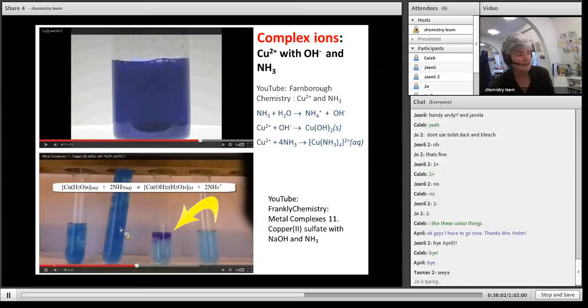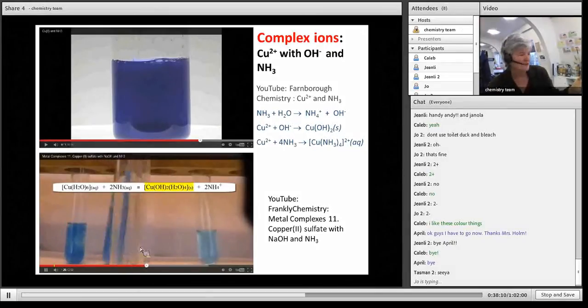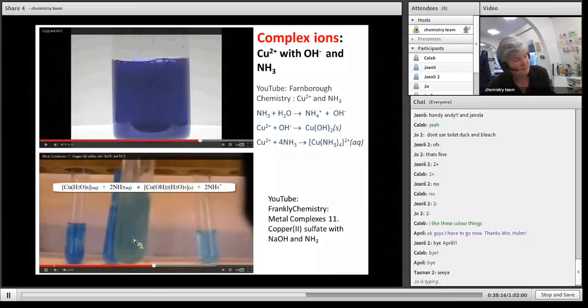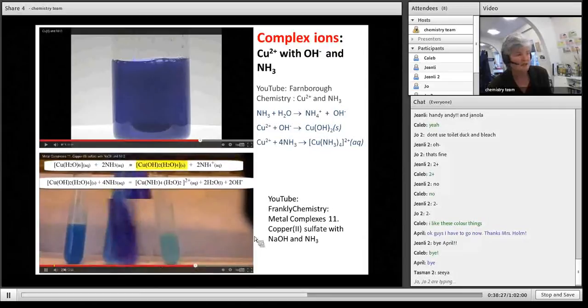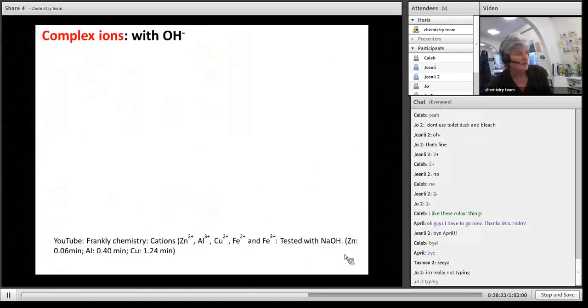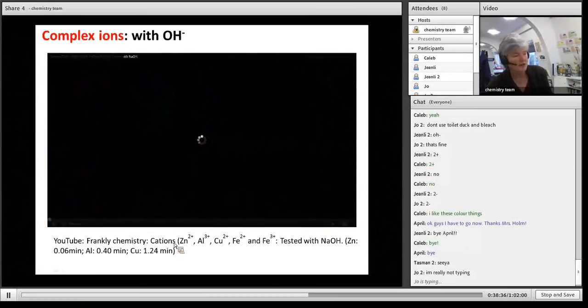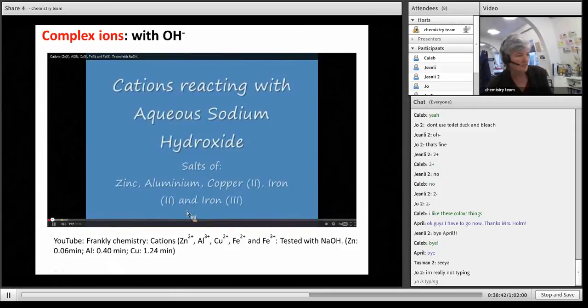Here, if I add ammonia, because to this one they're adding ammonia, you can see that sort of precipitate of the copper hydroxide coming out, and as they add more, we're going to see that lovely blue color that we saw up there. So frankly chemistry, and this one is Farnborough, if you want to have a look. He does all of them. He's got one mistake, I think, in one of these.